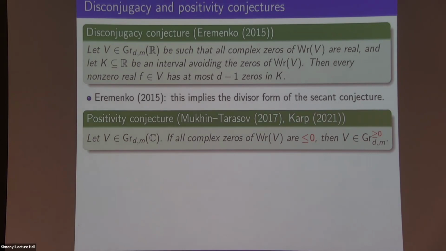Okay, another conjecture is a positive version of the Shapiro conjecture. Again, I've highlighted the parts which are different from the Shapiro conjecture. It says that if all the complex zeros of the Wronskian of V are real and non-positive, then V is not only real, which would be the Shapiro conjecture, but V is also totally non-negative. So all its Plücker coordinates are non-negative.